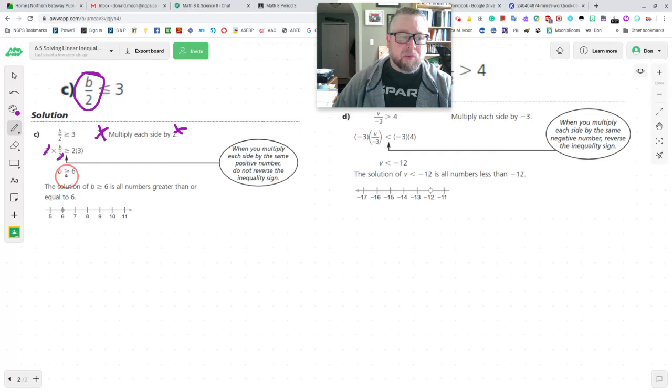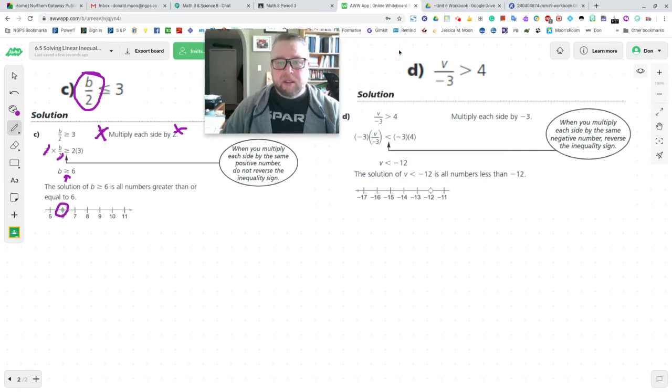Again, there's that equal sign underneath our inequality right there. So that indicates that we have to have a solid dot. And any number that fulfills this inequality, so is less than or equal to 6, I could have any number before that, and it would be true.